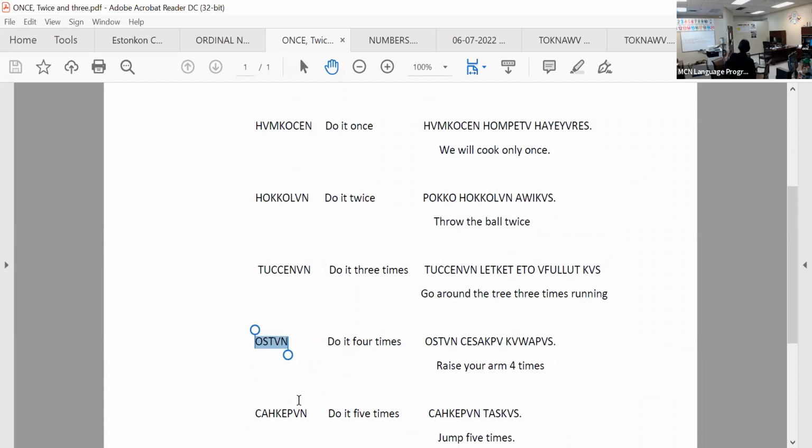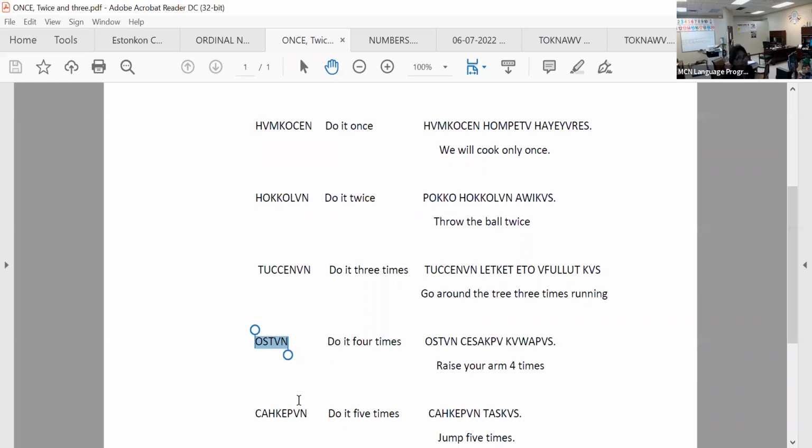Remember we learned 1, 2, 3. We were learning first, second, and third. Now this is once, twice, or 3 times. Hokolan boko, hokolan awegas. Throw the ball twice. Tuchinan, tuchinan likit ido afolukas. Go around the tree, run around the tree 3 times. That's the actual translation for this.